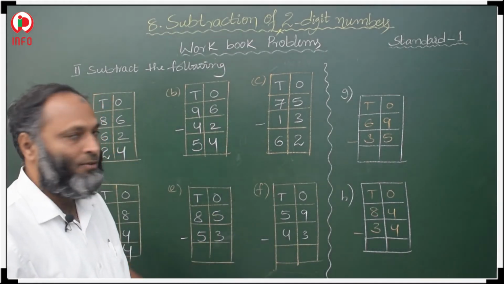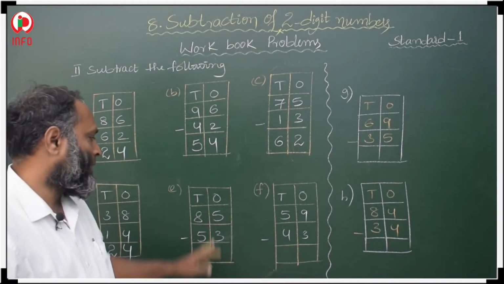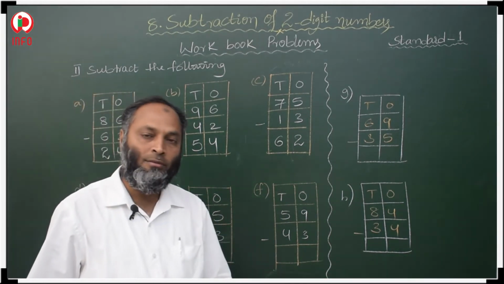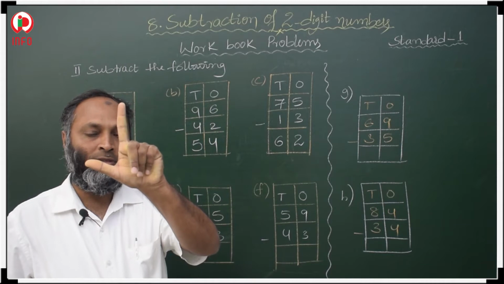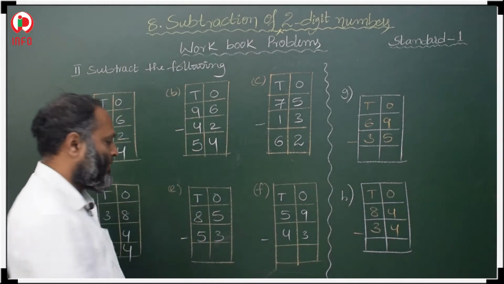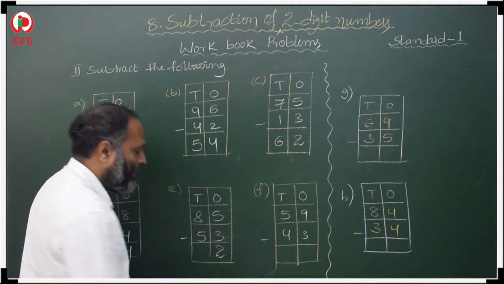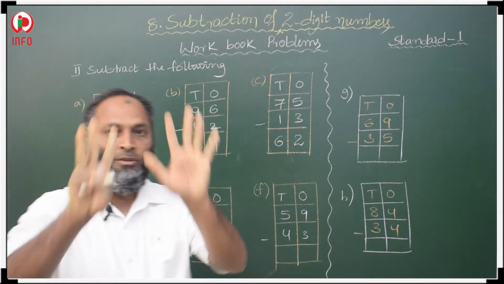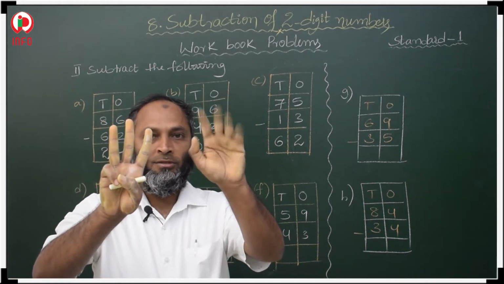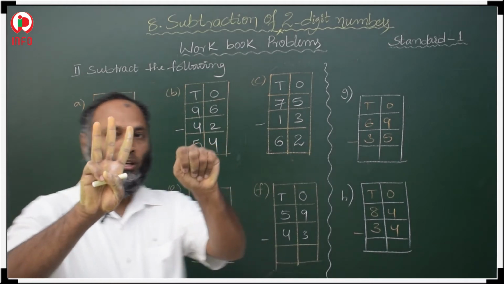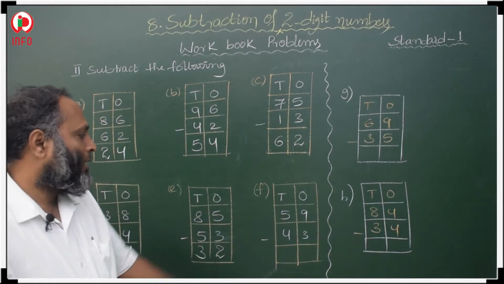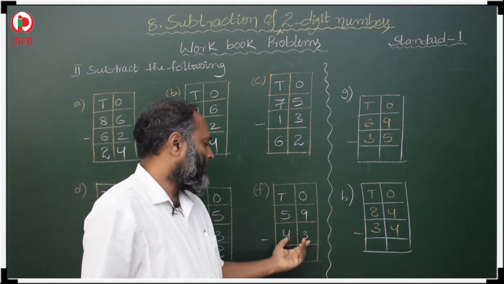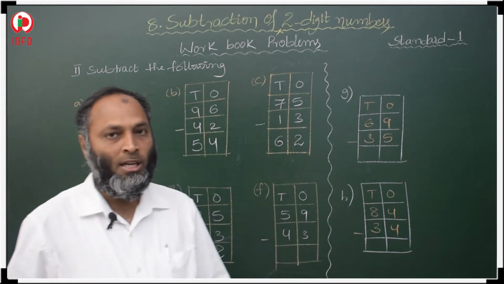That is 5 minus 3 in ones place. First we subtract ones place. 5, 3 fingers we have to close. 2 left. 2 in ones place. Then after that 8 minus 5. Open 8 fingers and close 5 fingers. 8 minus 5 is 3. 32. Okay. Now, 43 we have to subtract from 59.